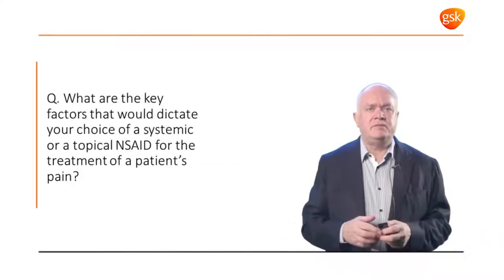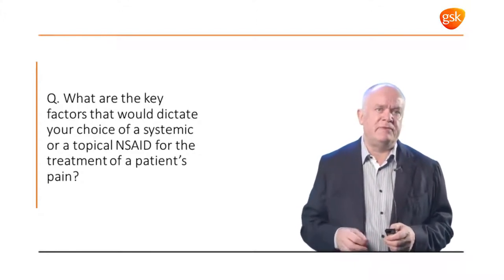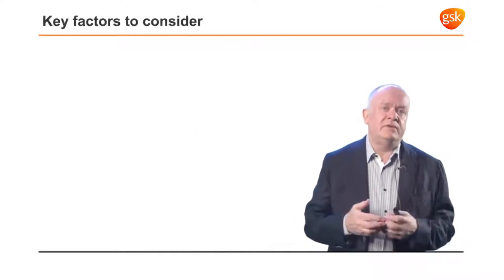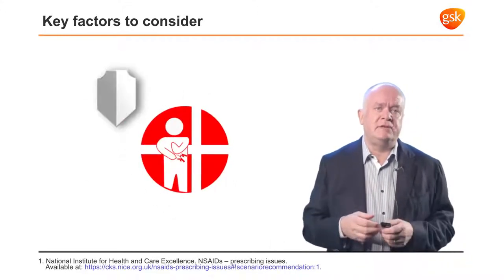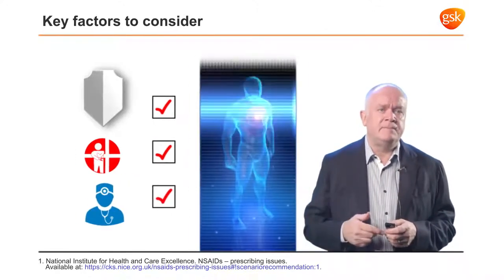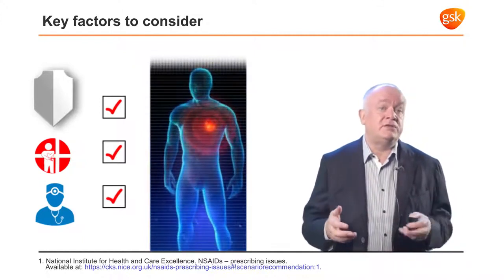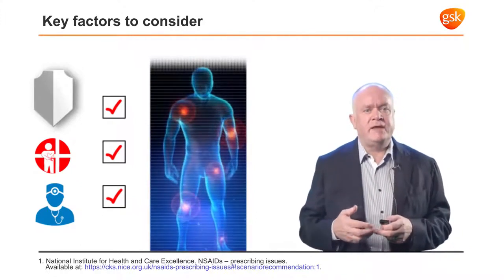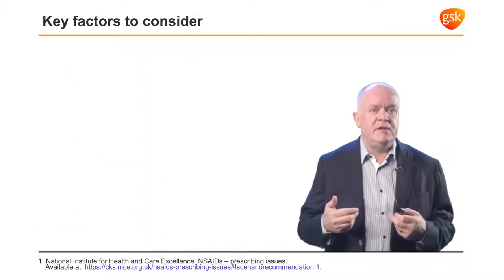What are the key factors that would dictate your choice of a systemic or a topical NSAID for the treatment of a patient's pain? To my mind, and possibly in the following order, the key factors guiding my choice of either an oral or a topical NSAID include safety, patient preference, clinical guidelines, and also physician preference. Also, the location of the pain could also be a relevant factor to consider. Unfortunately, I've seen many patients without a regular carer prescribed a topical NSAID when they cannot reach the area to be treated, for example, muscular mid-thoracic pain.